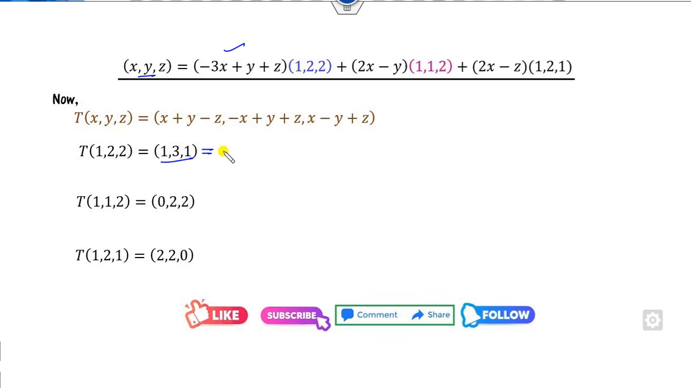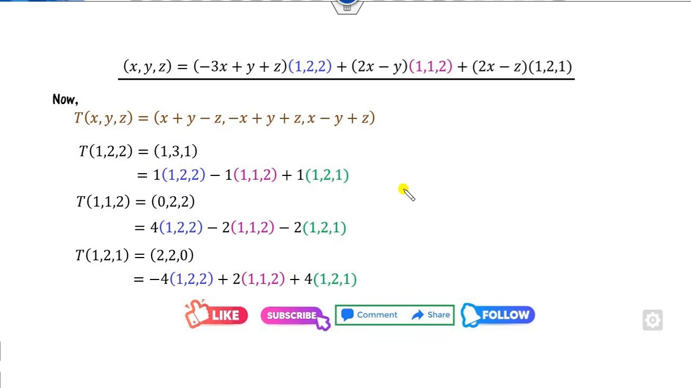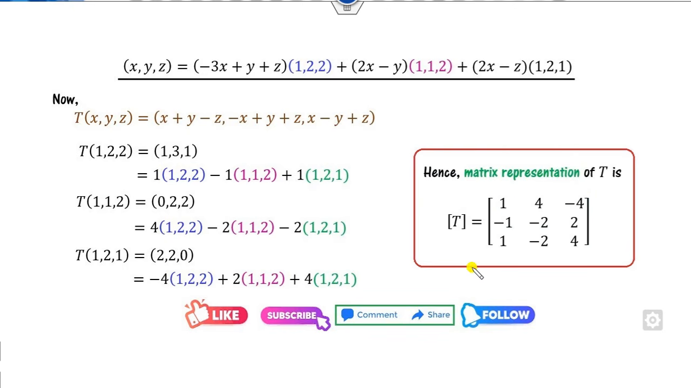So what can I do for the first part? This is minus 3 plus 1, that is 1. Similarly 2x minus y, so that means 2 minus 3 minus 1, 1, 1, 2. Similarly for 2x minus z. Similarly you can compute for this pair 0, 2, 2, substitute values in these cases, and finally you will get the matrix, with the first row always written column wise. Second is 4, minus 2, minus 2, and the third one is minus 4, 2 and 4. These are my required expressions.